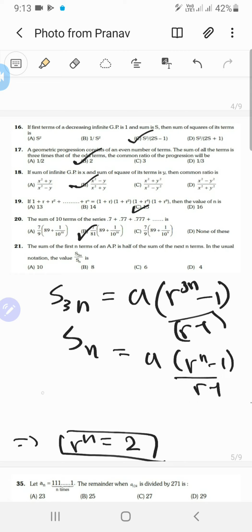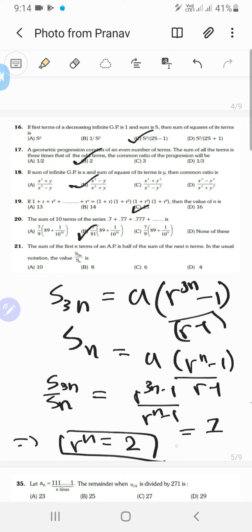So just divide them. Our required answer is S of 3n upon S of n, which is going to be equal to r raised to 3n minus 1 upon r raised to n minus 1, and we already know what the value of r raised to n is. So this is just 2 cubed minus 1, which is 8 minus 1, just 7, upon 2 minus 1, just 1. So that's the value.